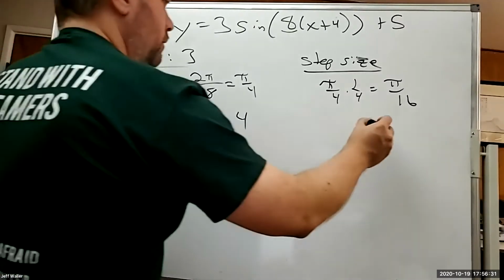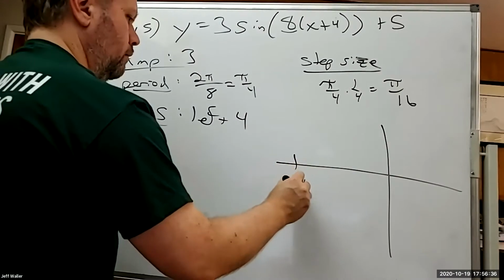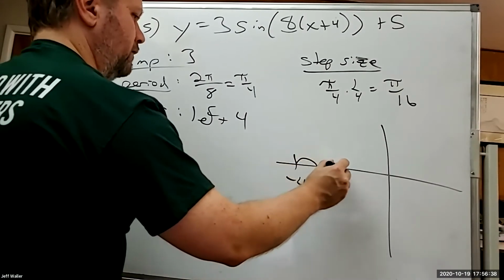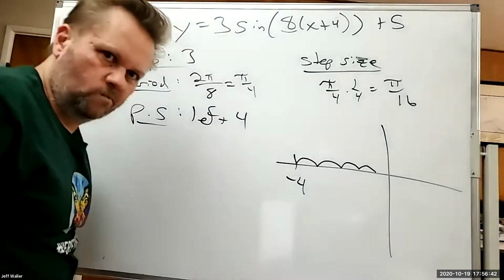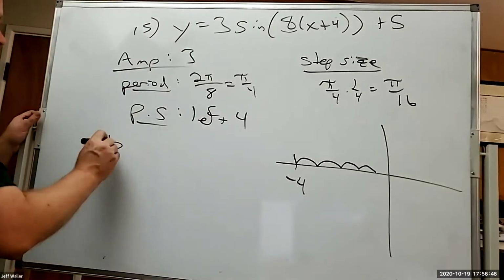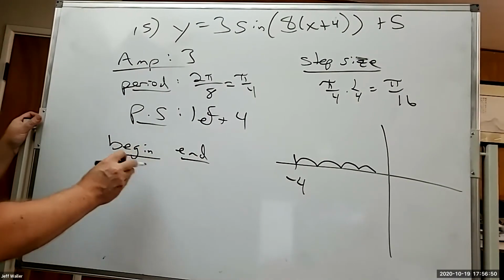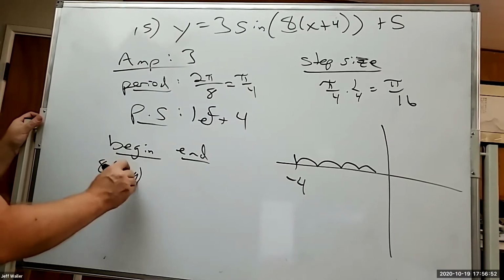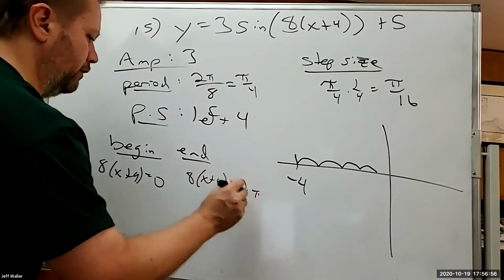So you could, I know it's left 4, and then I go pi over 16, pi over 16, pi over 16, pi over 16. And to kind of check yourself, you can do the begin and the end. Right? 8 times x plus 4 equals 0. 8 times x plus 4 equals 2 pi. I really want that to make sense.